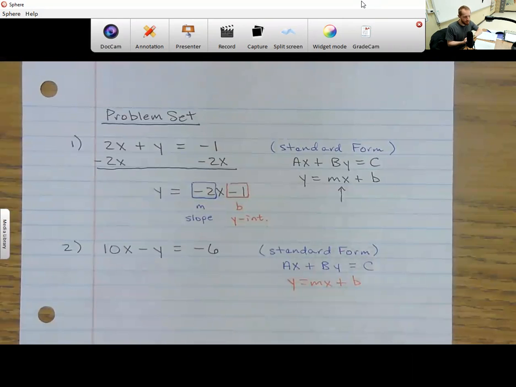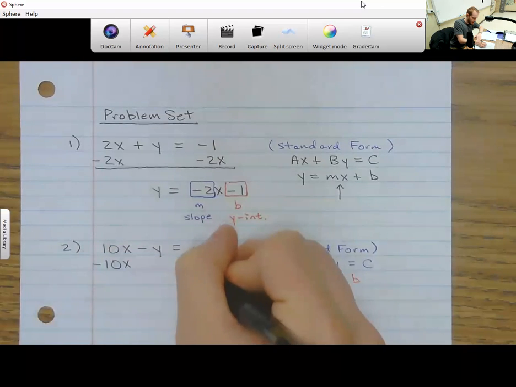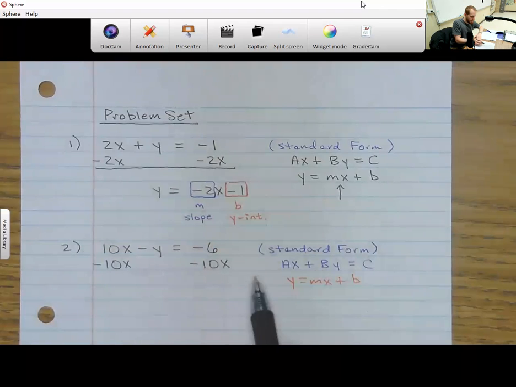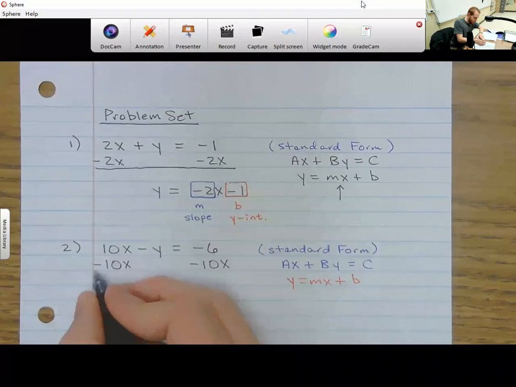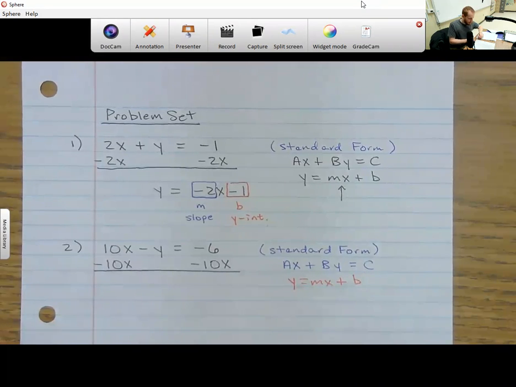And it's a positive 10x, right? So I can subtract it from both sides and see what happens. So let's subtract 10x from both sides to get rid of it. And I got to do it from both sides, right? So I'm doing it on both sides of the equal sign. So let's see what happens. Now, first of all, on the left side, notice that the 10x and the minus 10x are going to cancel out. So those are canceled.